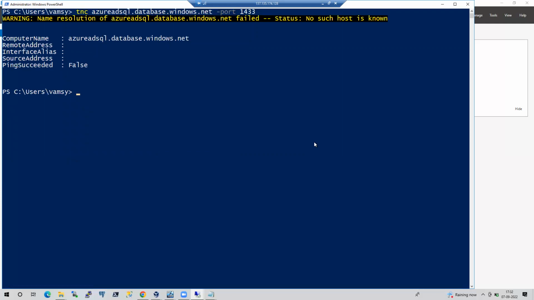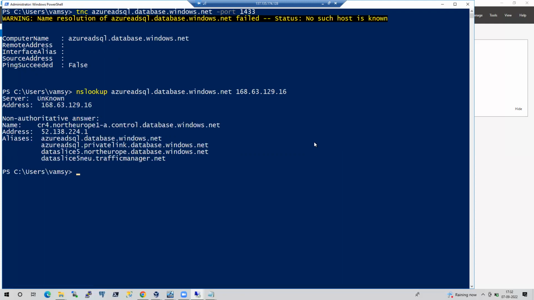As you can see, this is not working because I have not configured DNS correctly. If I don't configure DNS, it will not work, and even if I do NS lookup, it will not work. I still have to work on this, but I'm showing you how DNS plays an important role. If you don't configure DNS properly, it will not work.